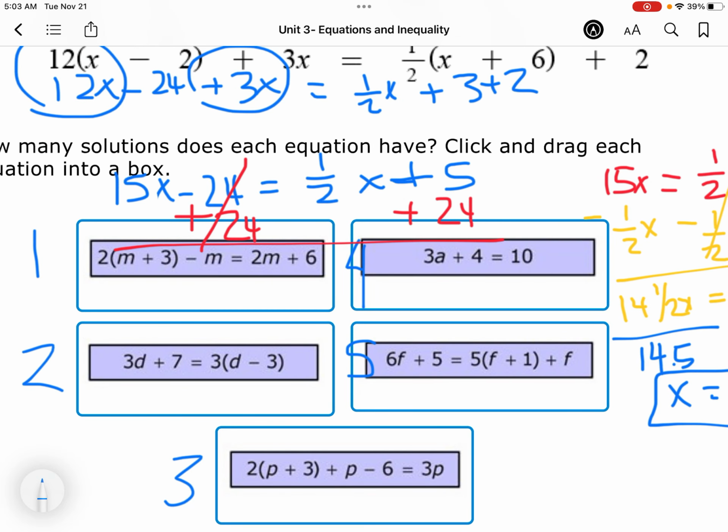All right, for this next section, it asks how many solutions does each have? So you're looking at the coefficients and you're looking at the constants for each one. So let's take a look at this first one.